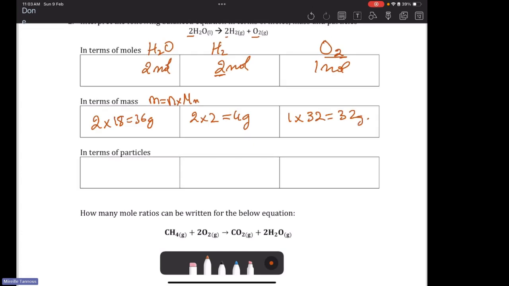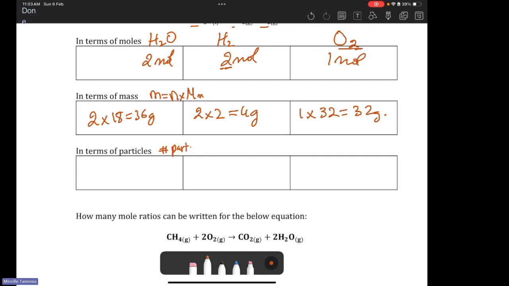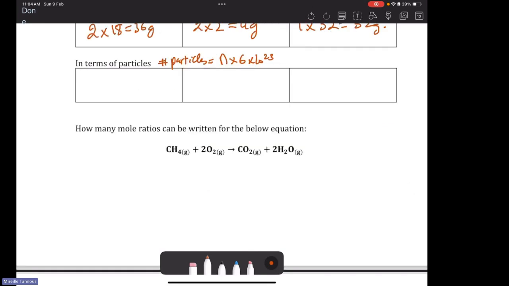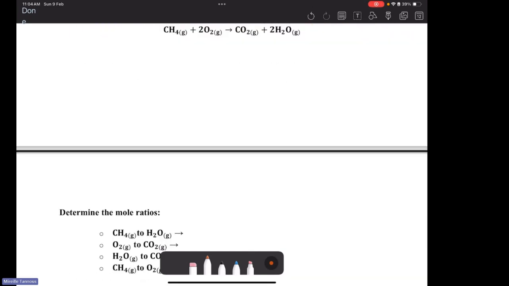In terms of particles, when you want to calculate the particles, you will multiply the mole by Avogadro. So again, this mole, I'm going to multiply it by Avogadro. 2 times 6 times 10 to the power 23, 2 times 6 times 10 to the power 23, and 1 times 6 times 10 to the power of 23. Here we say molecules of O, and this is 12 times 10 to the power 23 molecules of hydrogen, and also here 12 times 10 to the power 23 molecules of hydrogen.